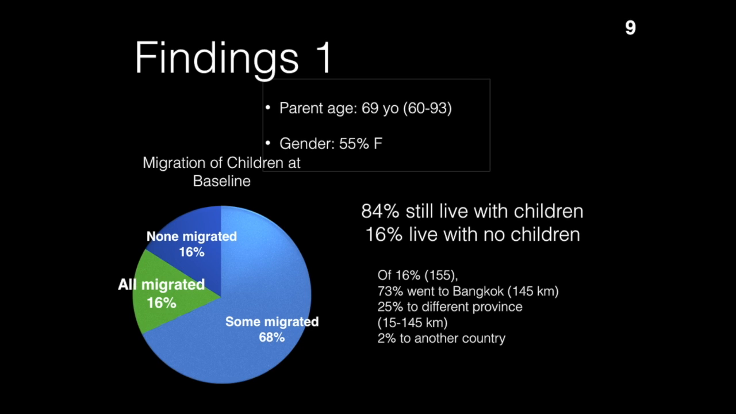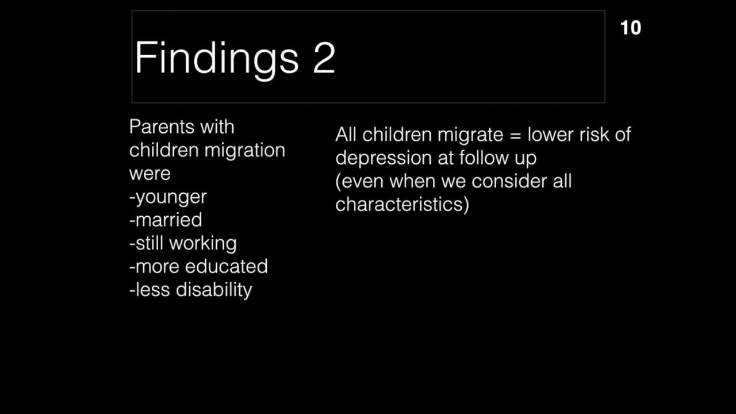Here are the findings. First of all, they determined the migration of the children. They found 84% of the parents had at least one child at home. Compare that to 16% with no children at home. Of the children that left the house, 73% went to Bangkok. The next thing they determined was the characteristics of parents with children who migrated. Parents were usually younger, healthier, still married and working, and had a better education. With all these characteristics considered, parents with all the children gone had a lower risk of depression.